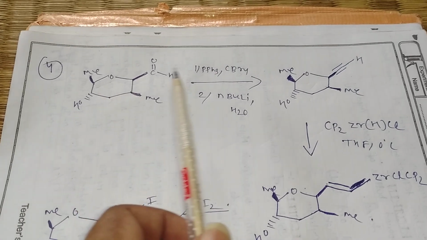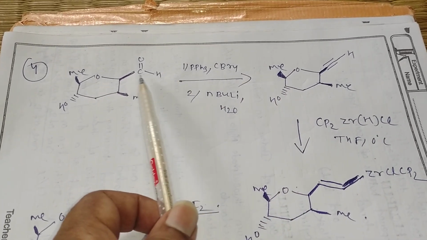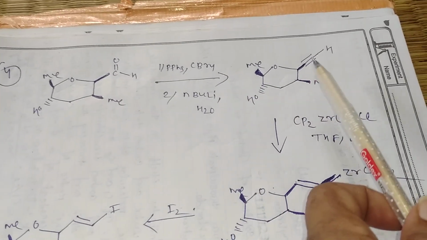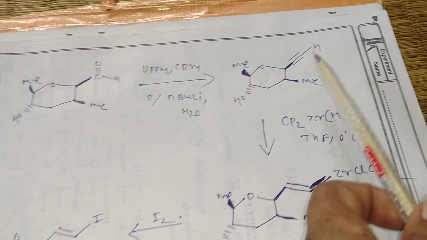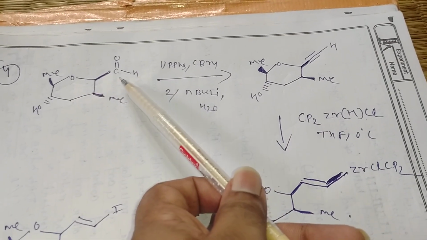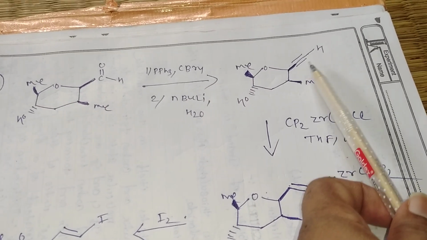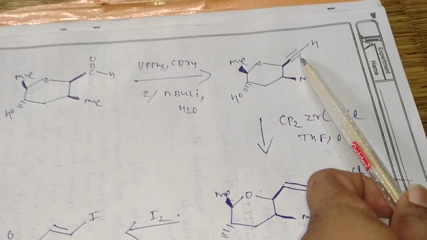First, this compound must undergo the Corey-Fuchs reaction. Again, homologation takes place. You know that here there is only one carbon atom in the aldehyde, and it must increase to 2 carbon atoms. So in all the steps of the Corey-Fuchs reaction, homologation takes place. That means there will be an increase of 1 carbon atom. Homologation is nothing but an increase of 1 carbon atom. Here there is only 1 carbon atom, and after formation of alkyne there will be 2 carbon atoms.